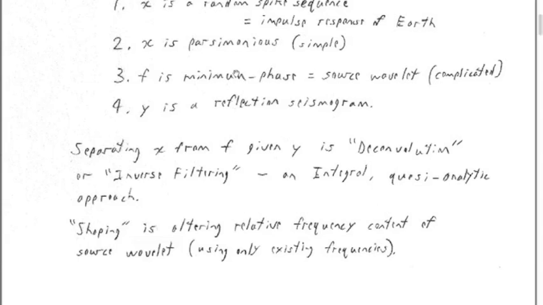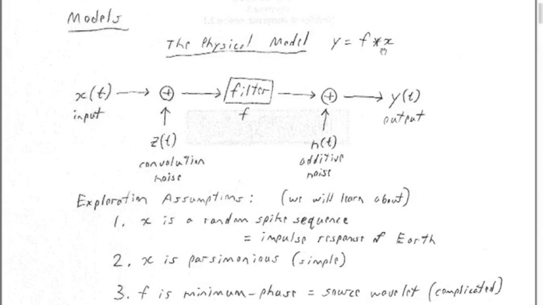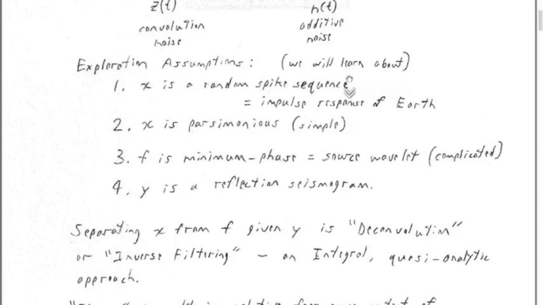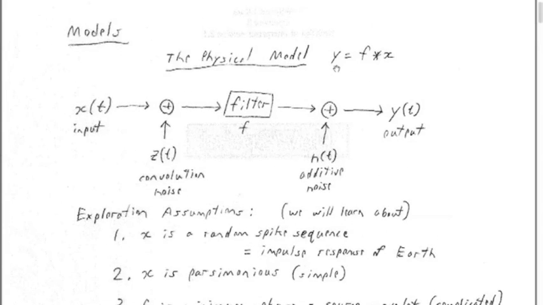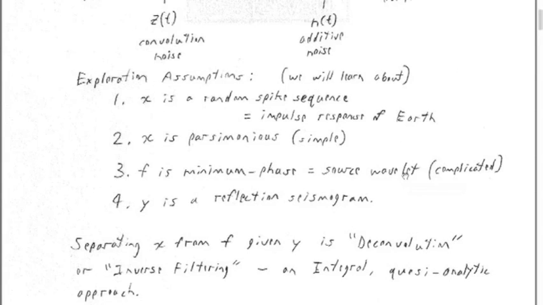So taking the output and separating x from f, it's like taking the output and factoring it. I'm sorry, separating x from f, given the data y. We call it deconvolution. Likewise, in earthquake seismology, your input x might be the earthquake source time function, and deconvolution would be separating the source time function from the propagation effects. So deconvolution applies very well there. But we get the data by a process of filtering and convolution, so deconvolution we can define as a process of inverse filtering. How do you invert a filter? How do you invert a convolution? Well, that's one of the things we're going to talk about.